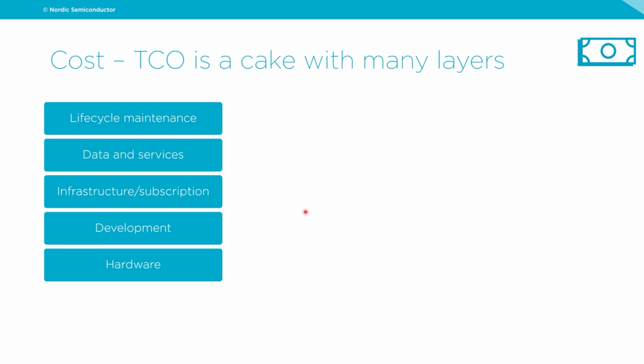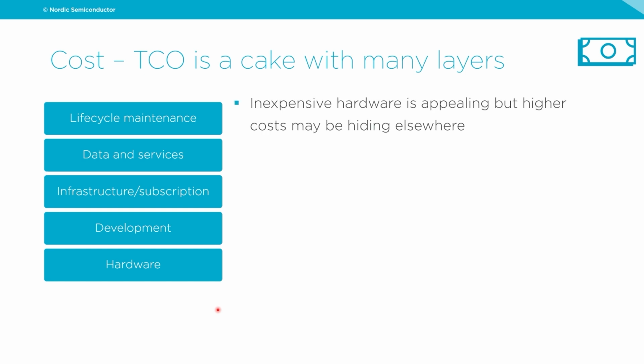And now moving on to cost. This is really the part that is important to highlight: cost is not just the cost of the hardware or the cost of the software element. It's really multiple layers that you need to look at before you can reach a total cost of ownership figure.